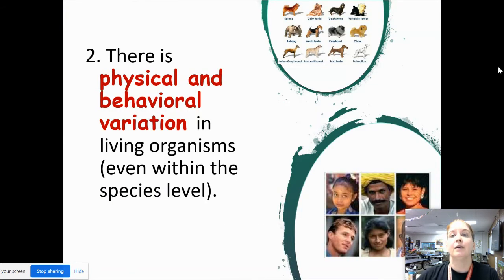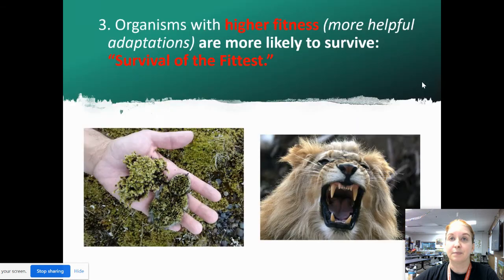Number two, there is a physical and behavioral variation in living organisms, even within the same species. So within dogs, we've got definite physical and behavioral variations. Even within humans, I think eye color, skin color, hair color, height, weight, all of these things, we definitely have variations which may affect how somebody else sees us.